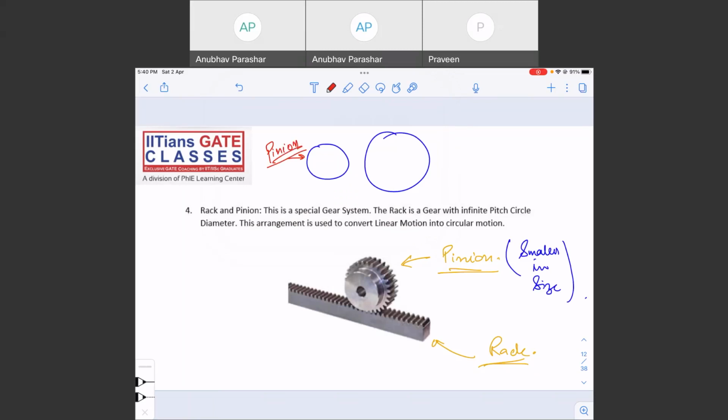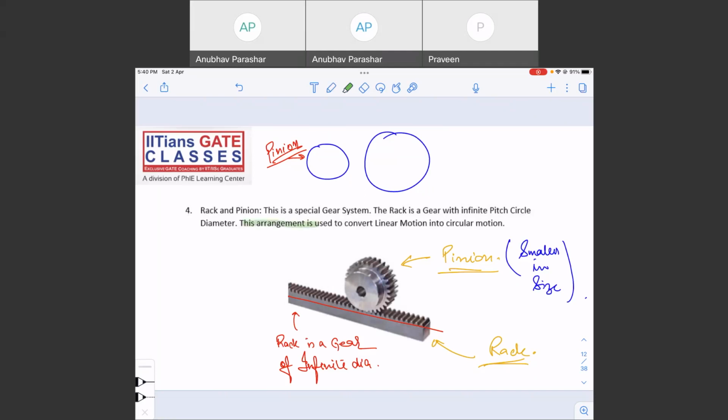That will be the pinion. So here, if you see, the rack is a gear of infinite pitch circle diameter. Rack is a gear of infinite diameter. So that is why definitely the rack is the bigger one and the pinion is the smaller one.